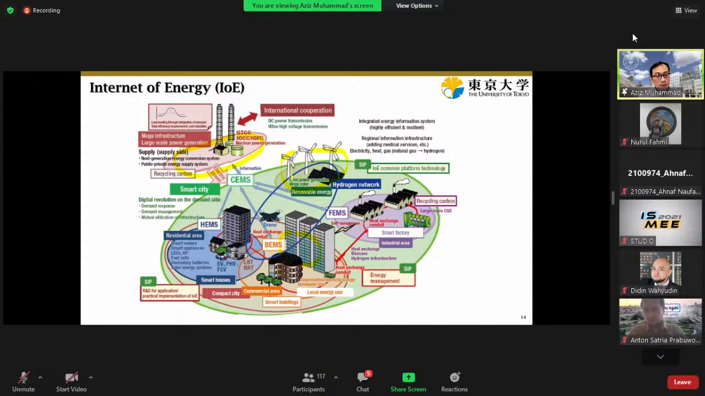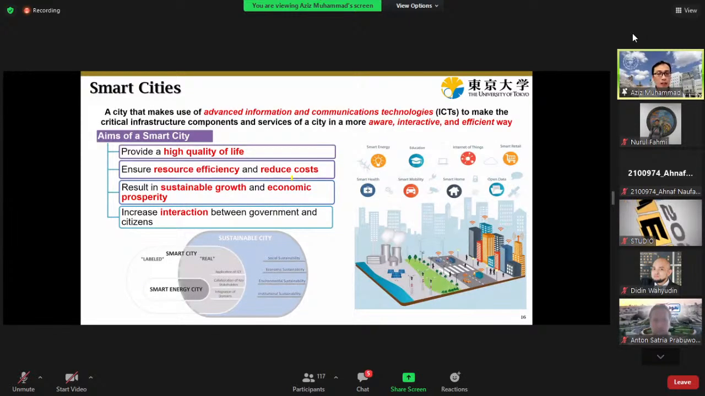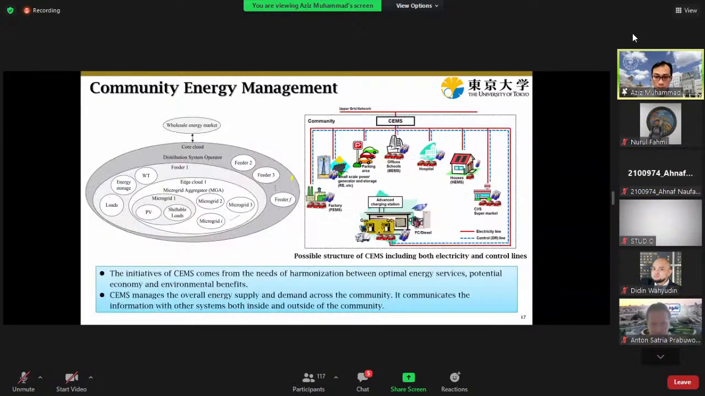Okay, this is about big data, but because of limited time, I would just like to skip this one. And about the smart city and community energy management, I just would like to remind all of you that the trend in the future is correlated with decentralization, not only of the cities themselves, but also of the energy systems. The natural characteristic of renewable energy is that it is thinly and widely distributed. So we also need to facilitate decentralization or distributed energy systems in our future energy systems.